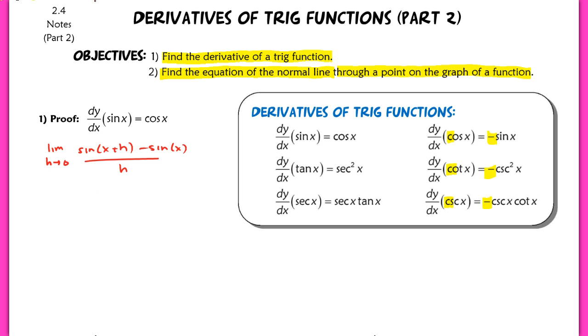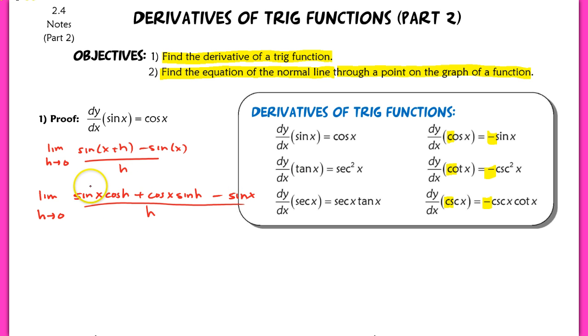So I think this proof is pretty cool because it actually relies on some of the skills you learned in a couple of chapters ago. If you look at the sine of x plus h, this is something that we can use the angle addition formula for. So if we use that identity, we have the limit as h approaches 0 of the sine of x times the cosine of h plus the cosine of x times the sine of h minus sine of x. And all of this is over h.